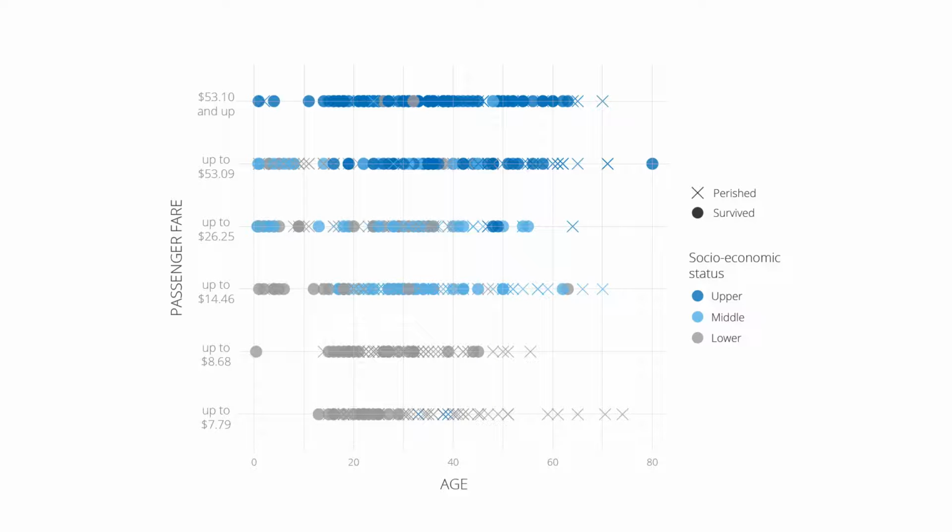If you look at the top row, we find that the majority of people survived, with those filled in circles. And if you look at the bottom row, we find that the majority of people did not survive. I see a whole bunch of X's there. So clearly, wealth could have determined your fate on the Titanic.